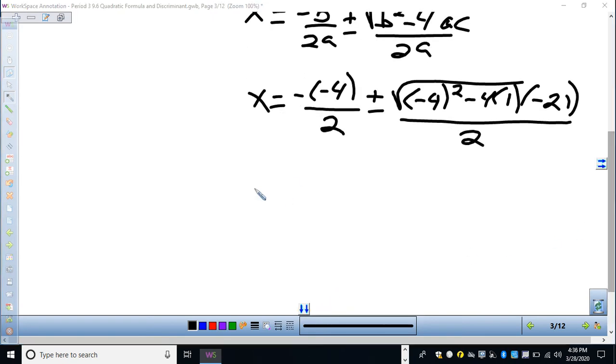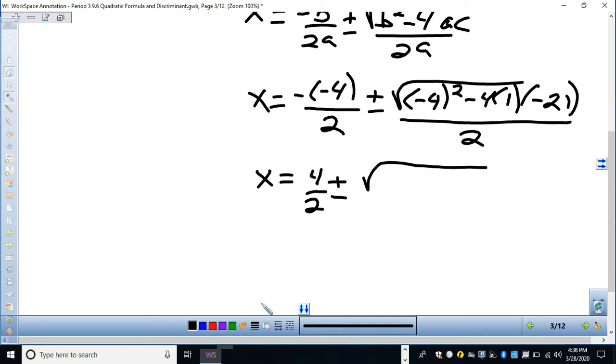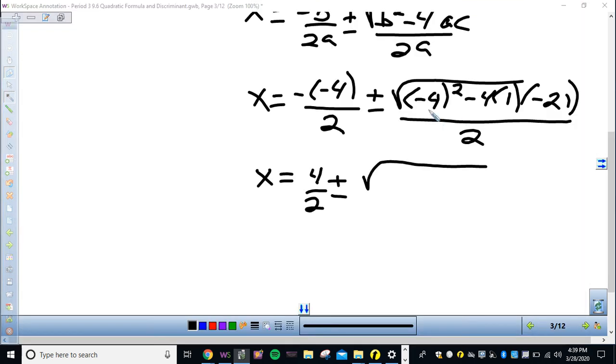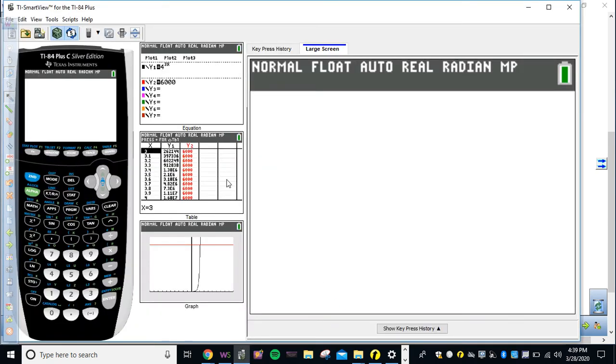And we're going to go through and simplify. So we have x equals negative times a negative is positive. So 4 over 2 plus or minus. And then we'll simplify what's under the square root. So if you want to get your calculator out, we can go ahead and plug that into the calculator. So if I flip back to this, I want to put in negative 4 squared minus 4 times 1 times negative 21. So I'm going to throw that in.